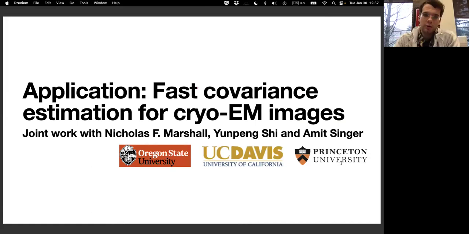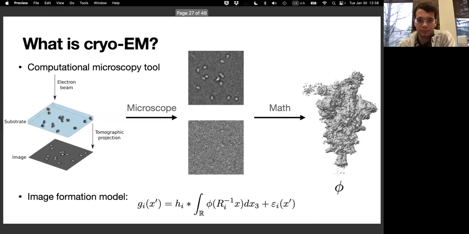So this has something to do with covariance estimation for cryo-EM images. So I'm going to have to explain what cryo-EM is, and then we'll talk about the covariance estimation part. And this is joint work with, again, Nick Marshall and Amit Singer, but also with Yunpeng Shi, who's now at UC Davis. Okay, so we'll talk about cryo-EM first.